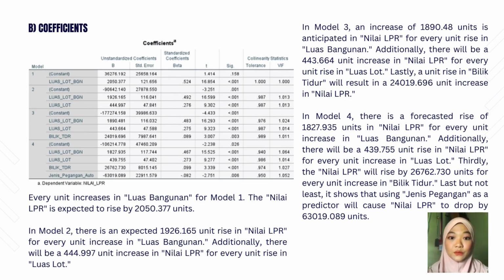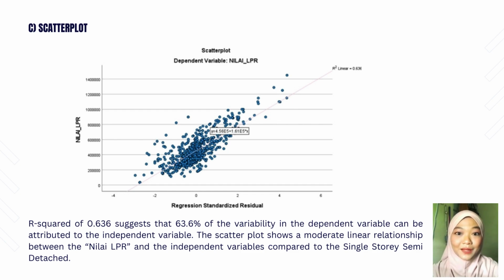Thirdly, the nilai LPR will rise by 26762.730 units for every unit increase in bilik tidur. Last but not least, it shows that using jenis pegangan as a predictor will cause nilai LPR to drop by 63019.089 units. The last one is the scatter plot. An R-square of 0.636 suggests that 63.6% of the variability in the dependent variable can be attributed to the independent variables. The scatter plot shows a moderate linear relationship between the nilai LPR and the independent variables compared to the single-story semi-detached. That's all from me.